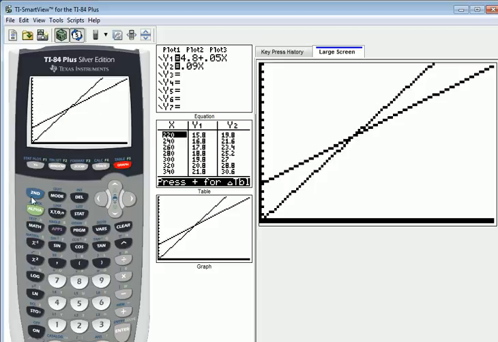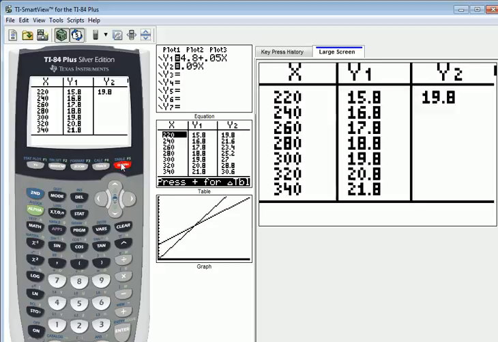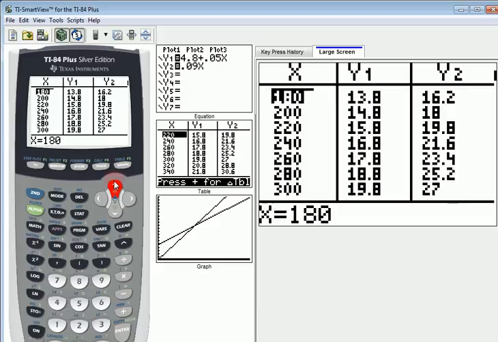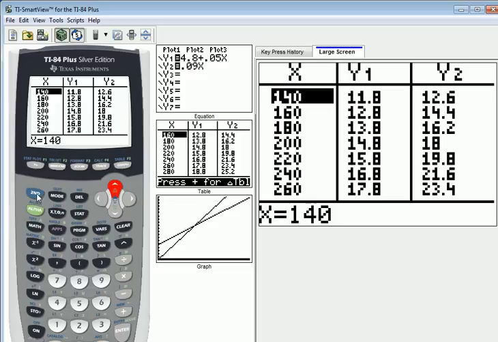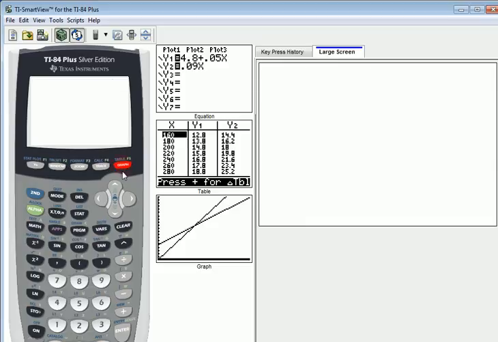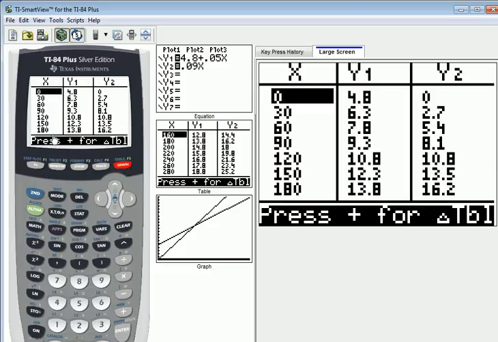So now let's go check out that table. If we hit second and table, well, I just told it to count by 20s. And on your paper, it was counting by 30s. So let's go change that. Let's say, okay, I want to start at 0 and count by 30s. And now, let's take a look at the table. It's exactly what you needed for your problem.